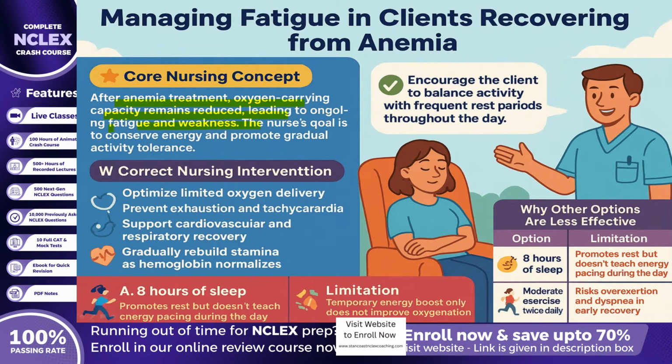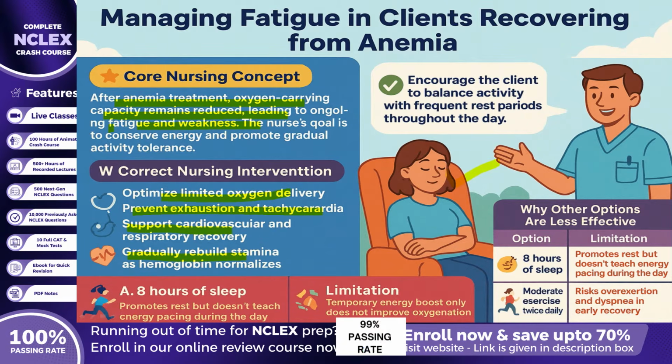To support recovery, nurses must prioritize energy conservation and graded activity. By encouraging the client to alternate periods of rest with mild activity, oxygen use is optimized without straining the cardiovascular and respiratory systems. This pacing strategy prevents exhaustion, allows the heart rate to stabilize, and promotes gradual improvement in endurance as red blood cell and hemoglobin levels normalize.